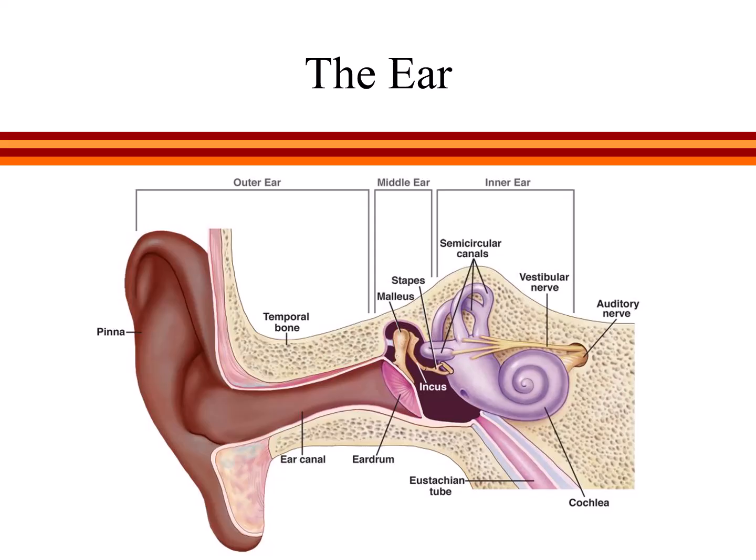This is because your brain can compare slight differences in the timing of when a sound hits your left ear versus your right. The sound waves from a noise coming on your right side, for example, will reach your right ear slightly sooner than your left.